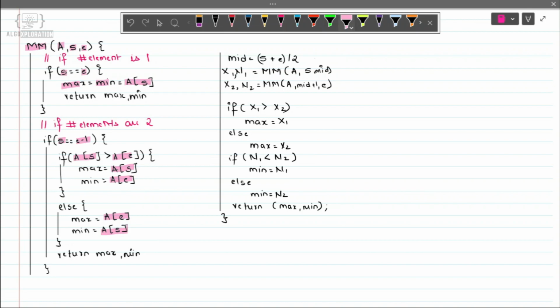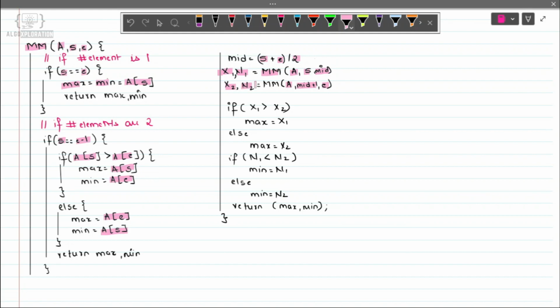Now what happens if the number of elements are greater than 2? So here we will first find the mid element. Formula for mid will be S plus E divided by 2. And then it will call the function recursively. So mm by passing the three parameters array, start index and mid index that we got from here. And after that the result getting from this function will be stored in x1 and n1 as maximum and minimum, and after that it will again call the function by passing three parameters array, mid plus 1 and e, and the value getting from this function will be stored in x2 and n2.